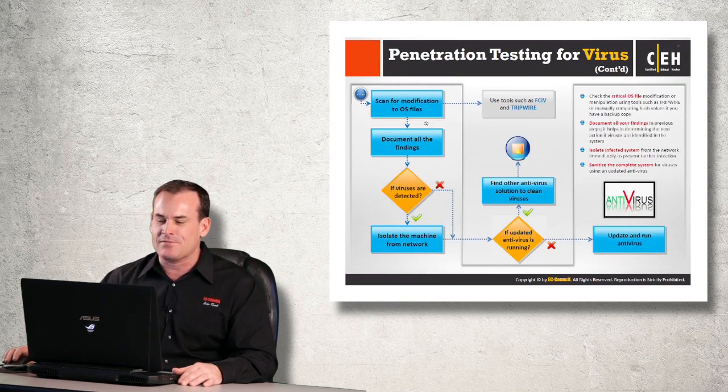Scan for modification to OS files, document all findings. Virus detected? No. Is it updated? No. Update and run. If they are detected, isolate the machine from the network. If updated antivirus is running, yes, find another antivirus solution to clean the viruses.